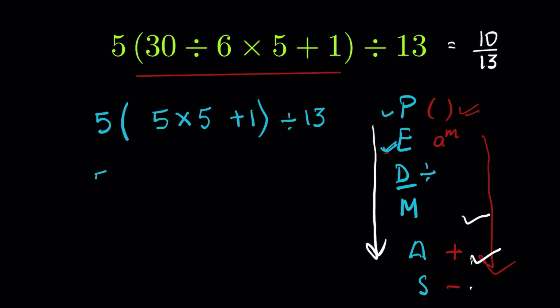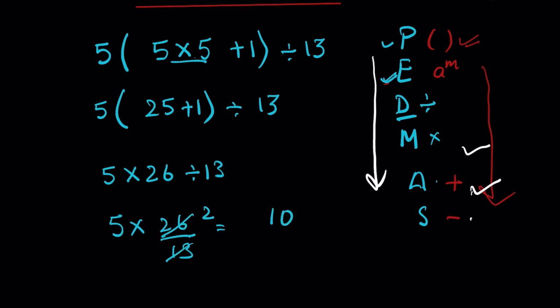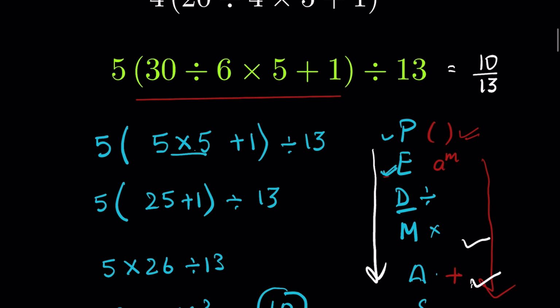Again multiplication will be done first before addition, so 5 times 5 is 25, plus 1, then divided by 13. Now 25 plus 1 is 26, so 5 times 26 divided by 13. Again you will do division first, so it will be 5 times 26 upon 13. 13 times 2 is 26, so 5 times 2 is 10. You are getting 10 as your answer.